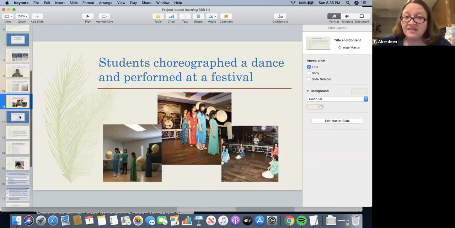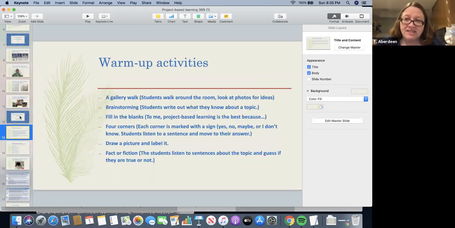There's warm-up activities. So when you start the whole concept of a project, you always have to get students kind of enticed into the whole concept. And that's one of the pieces of the project that you're asking them to do. And so you can start off with a gallery walk. One of the things you can do is get students in the frame of mind of thinking about an activity. So if yours is about the ocean, right?